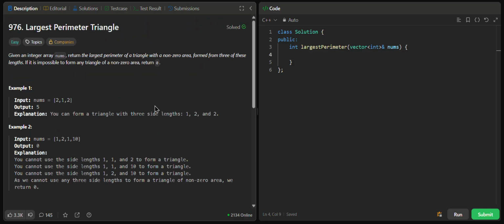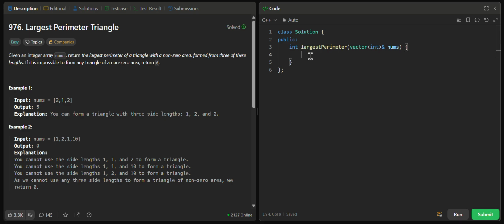So basically, we have to do two things in this solution. Our solution should include finding two things. The first is to find whether the sides we are choosing from nums can make a possible triangle. And the second is to find the maximum perimeter of the triangle.